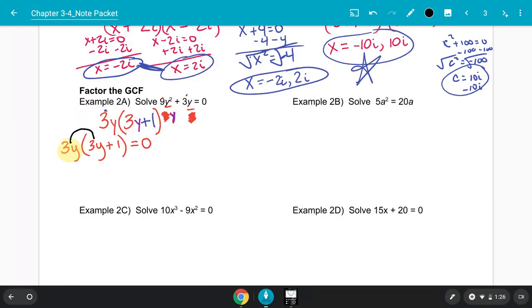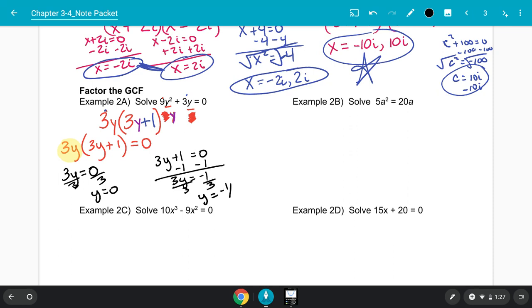Well, 3y times 3y is 9y squared. 3y times 1 is 3y. That's what we started with, so yep, we are all good. Now you just set these two little nuggets equal to 0 and solve. Divide by 3, divide by 3, y is 0. Minus 1, minus 1, 3y equals negative 1. Divide by 3, divide by 3, y equals negative 1/3. There we go.